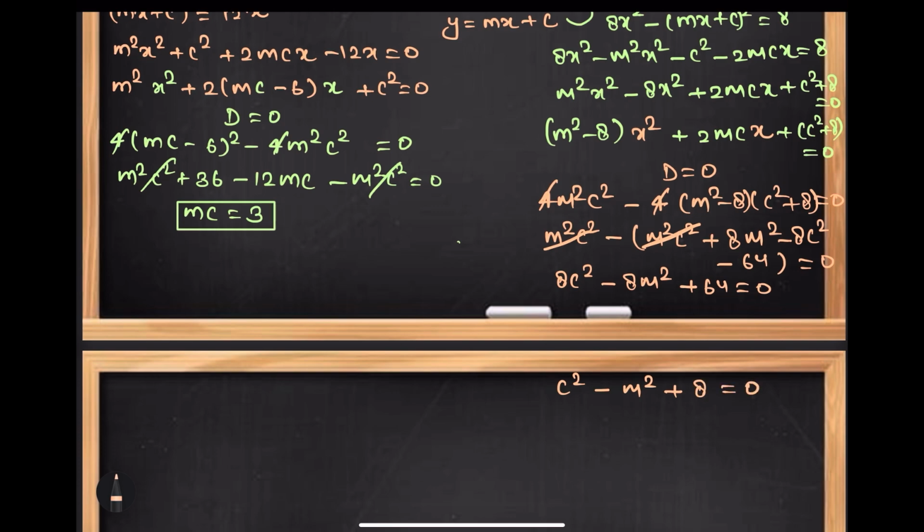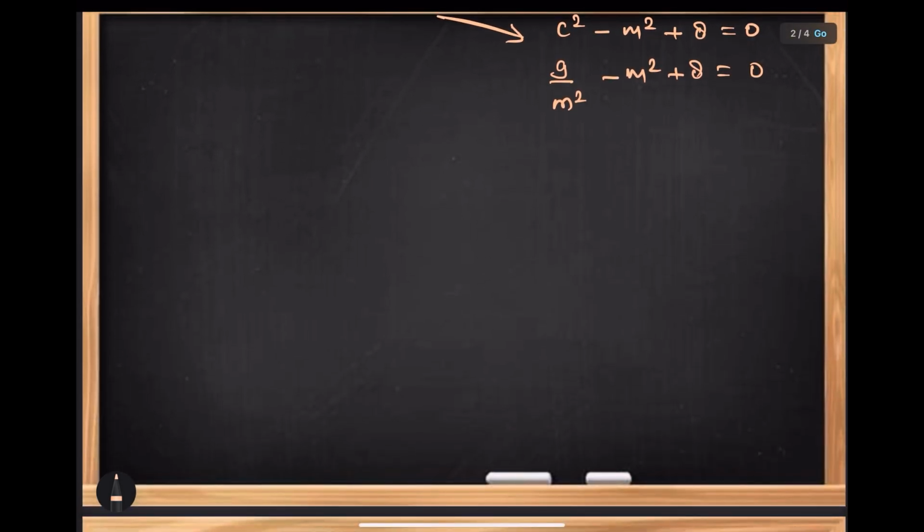Now what I want to do is find the value of c from here and substitute in this part. So we will have 9 over m square minus m square plus 8 equals 0. Let's multiply by m square. So it will become 9 minus m power 4 plus 8m square. Now write this in standard form: m power 4 minus 8m square minus 9 equals 0.